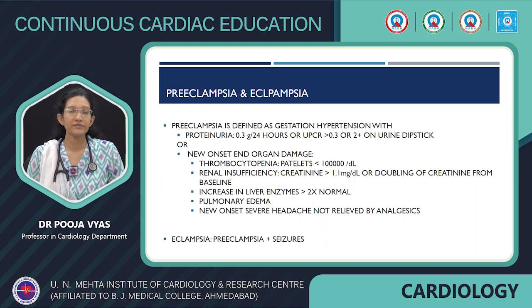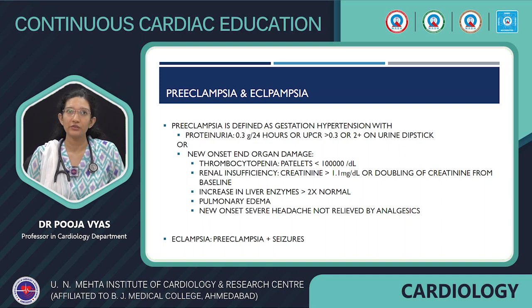Then comes preeclampsia and eclampsia. Preeclampsia is defined as gestational hypertension with the presence of proteinuria. Proteinuria is more than 0.3 grams per 24 hours, or a urinary protein to creatinine ratio of more than 0.3, or, if we are doing a urine dipstick test, 2+ on the dipstick test to diagnose proteinuria.